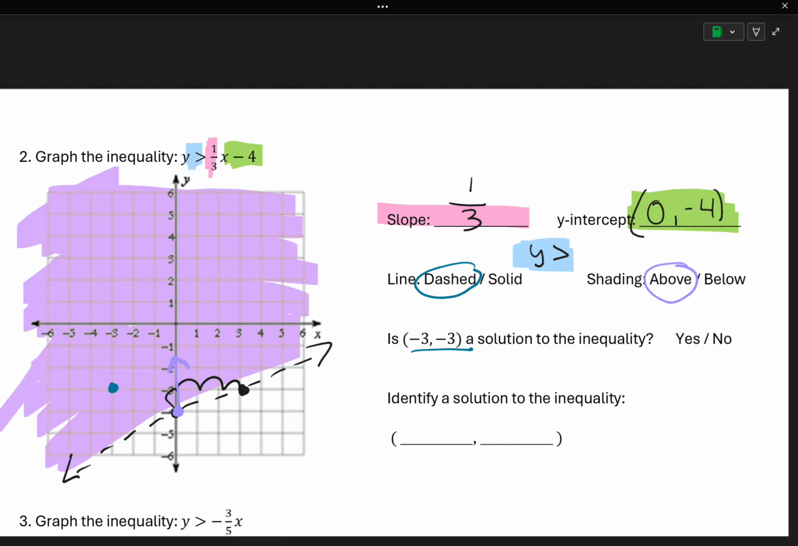-3 is right here. Yes, it's in the shaded area. What else is a solution? Here, (3, -1). Anything in the shaded area would be a solution. (0, -4) is not a solution because it is on the dashed line.